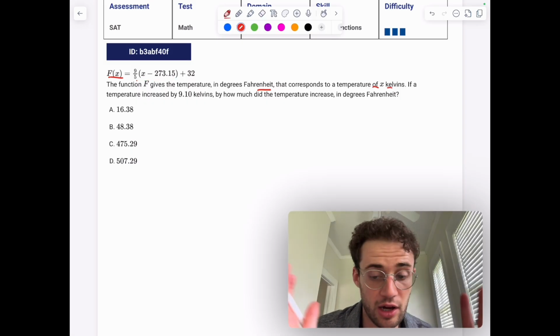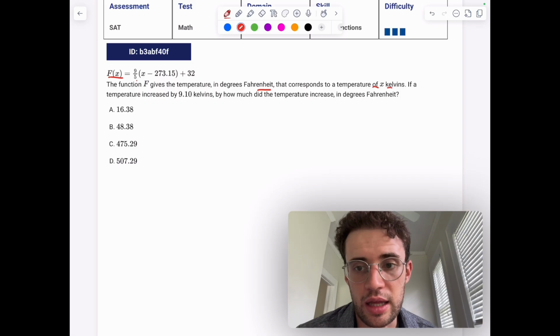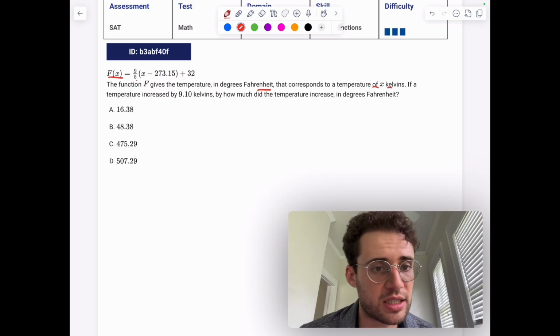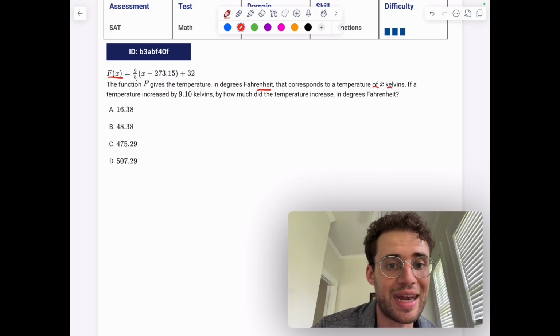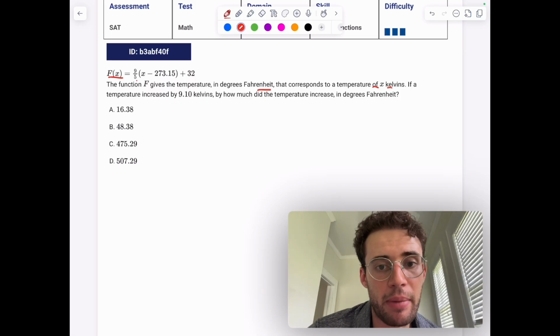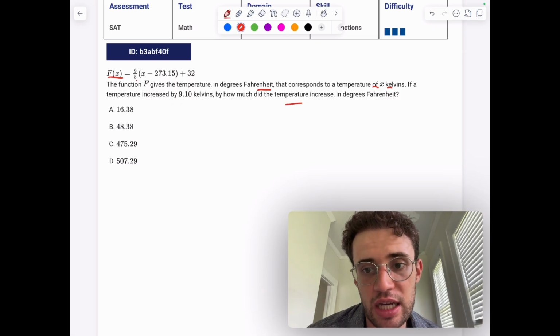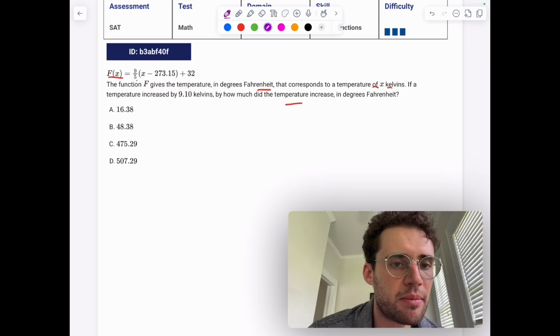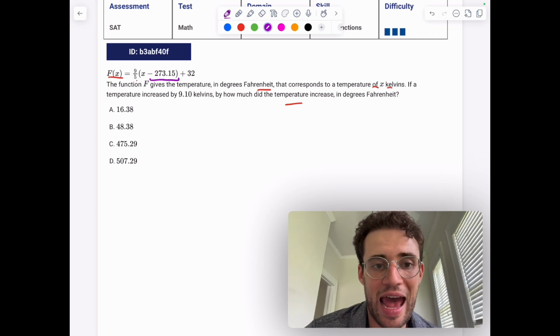But you don't need to know that to do the SAT though. They give you this formula. You just have to be able to read here. And it says, if a temperature increased by 9.10 kelvins, by how much did the temperature increase in degrees Fahrenheit? So here's where this minus 273.15 doesn't actually matter.